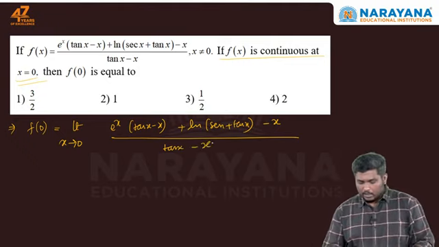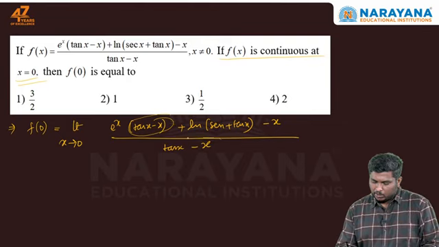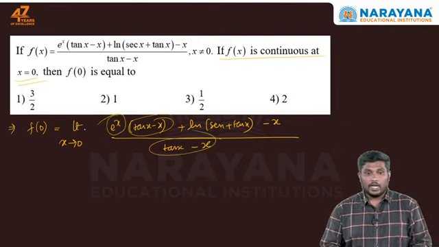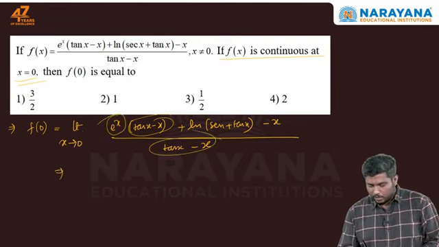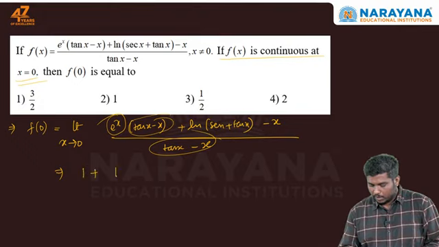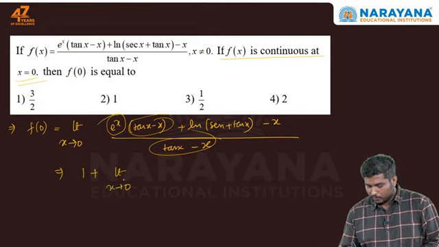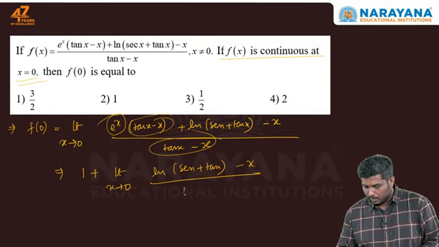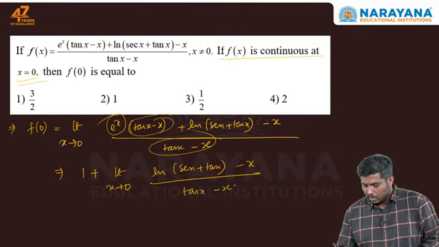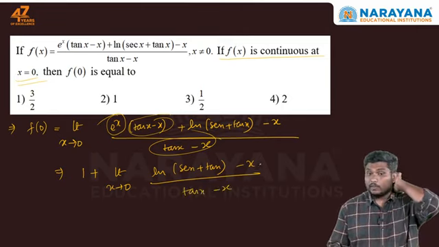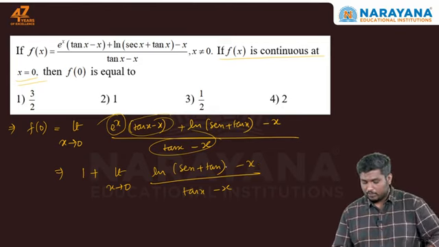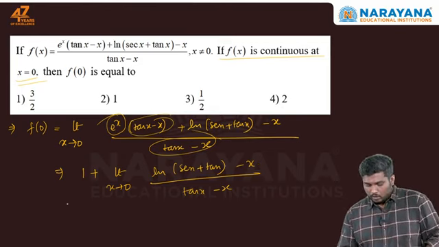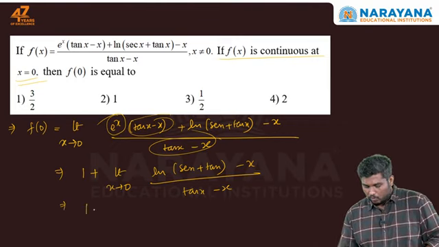So guys, I can split the limit here because when I split it, I'm going to get a finite value. So I can definitely split the limit here. e^0 is 1, and the limit x tends to 0 of (ln(sec x + tan x) - x) / (tan x - x). Now guys, this is a 0 by 0 limit. So I can differentiate once using L'Hopital's rule.